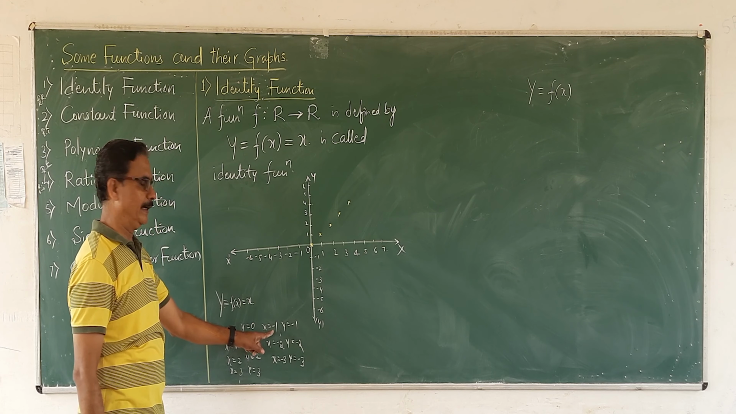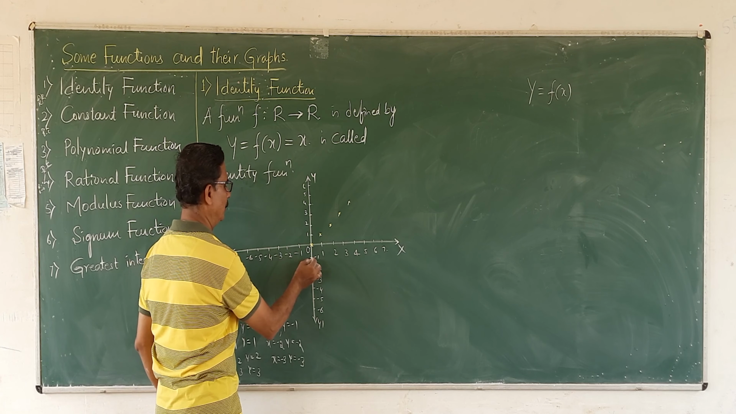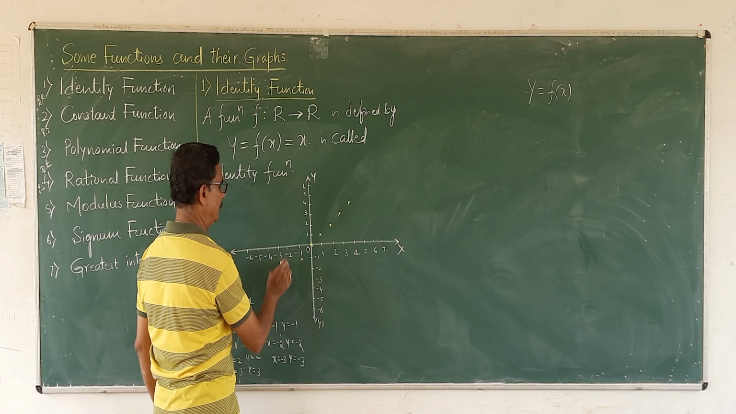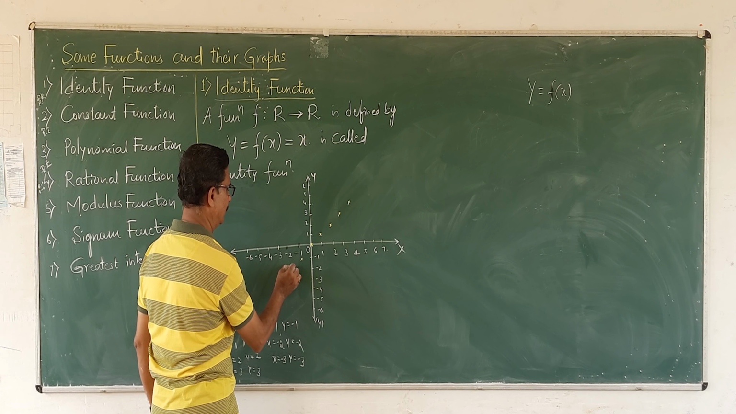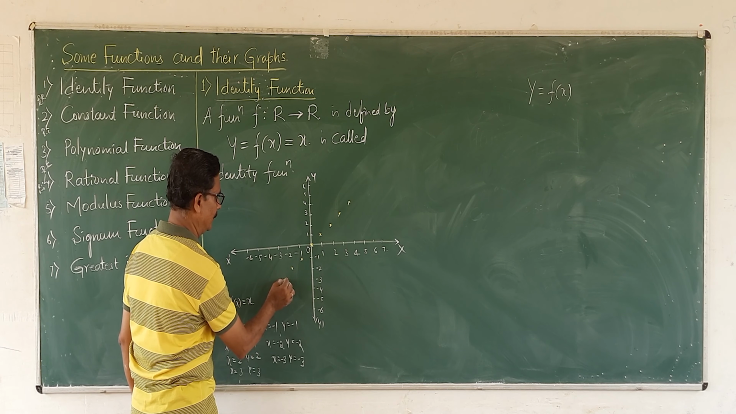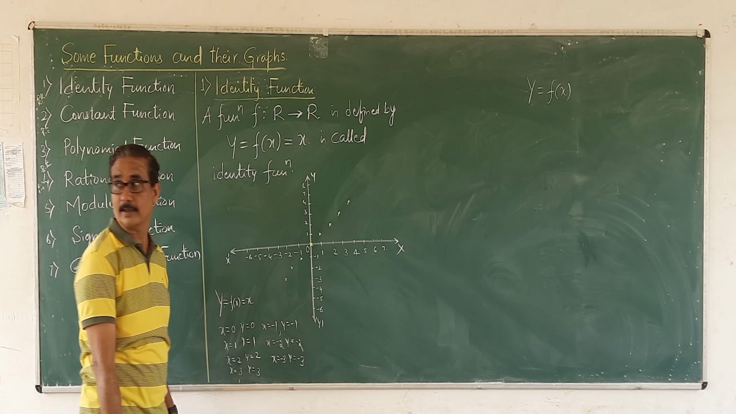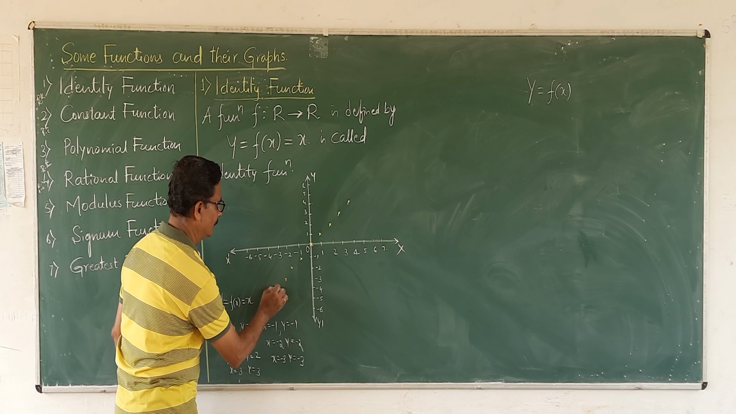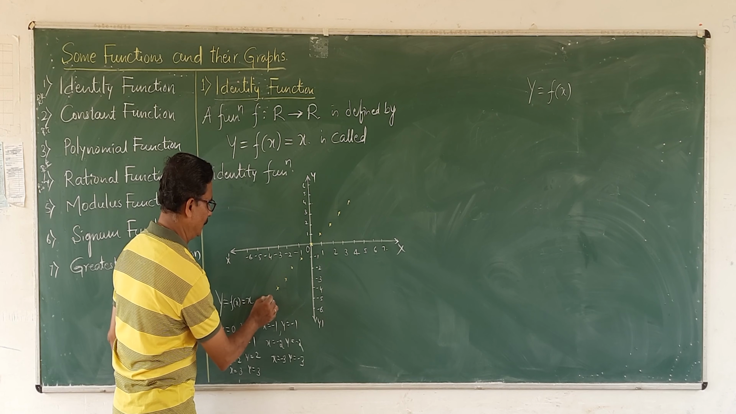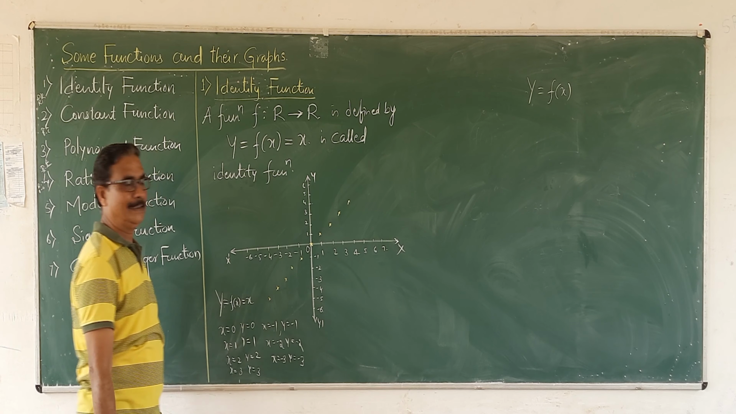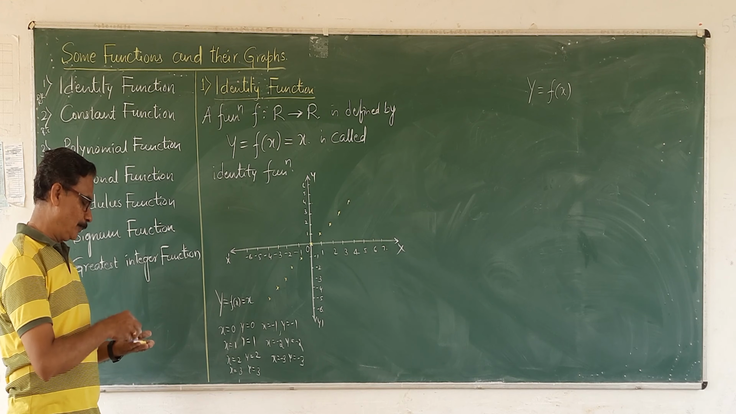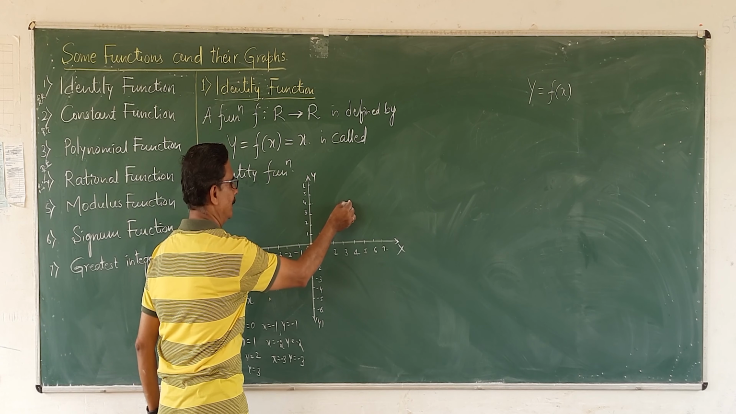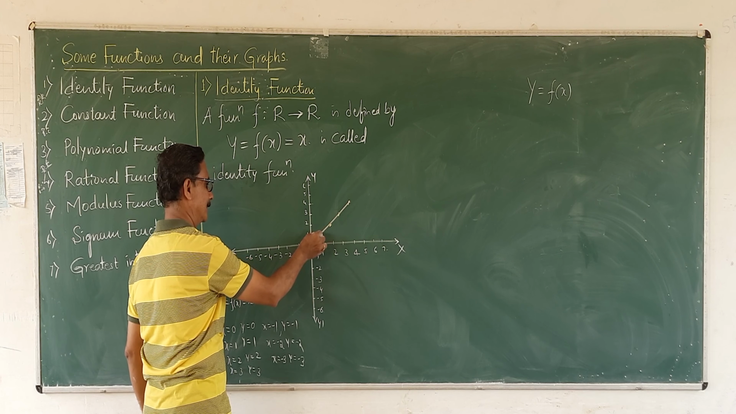Similarly, take negative numbers: x value minus 1, y value minus 1. Here, x value minus 2, y value minus 2. X value minus 3, y value minus 3. X value minus 4, y value minus 4. X value minus 5, y value minus 5. Right? Now join all the points, like this.